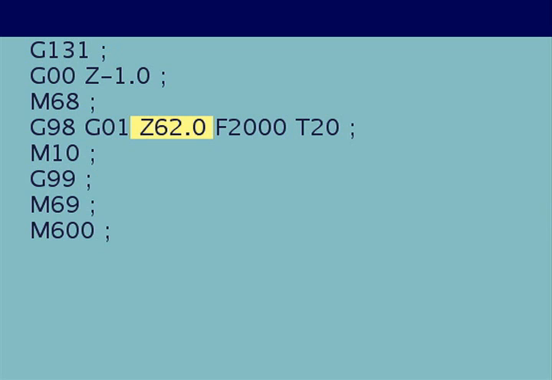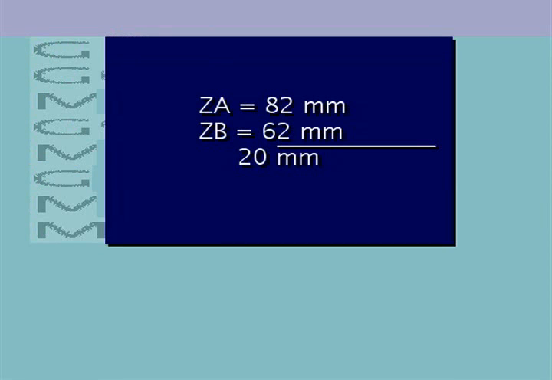In the head 2 program, the subspindle moves forward to Z62. The subspindle collet then closes with the M10 command. Since 82 minus 62 is 20, the control can calculate the starting point value.